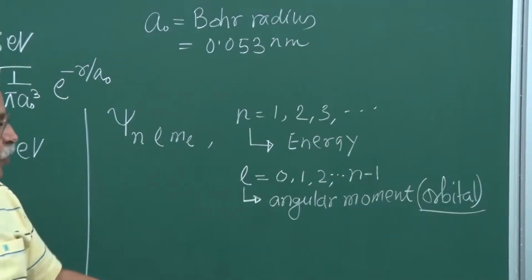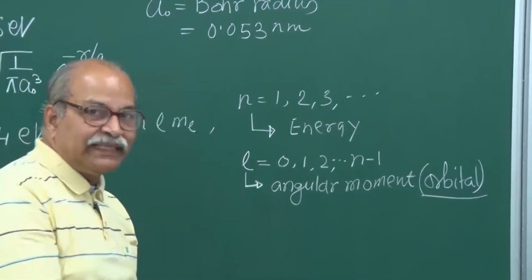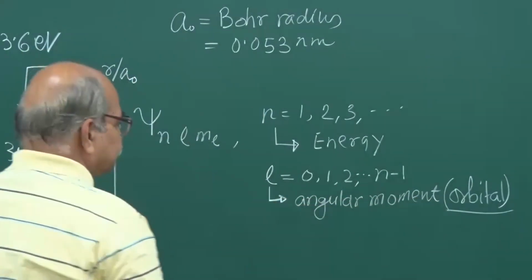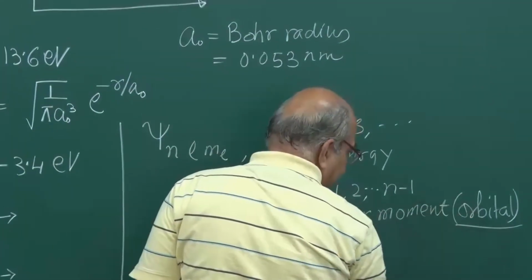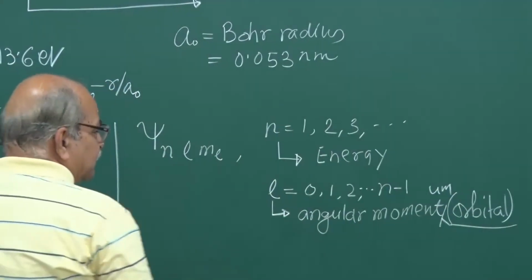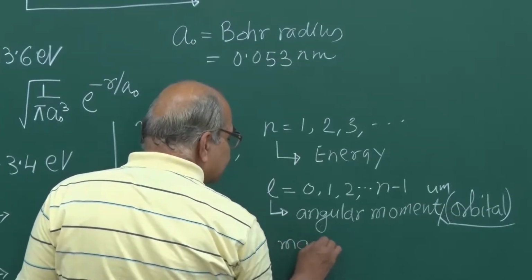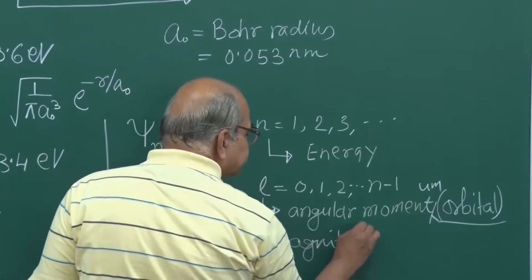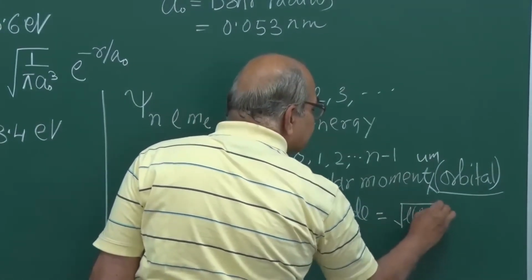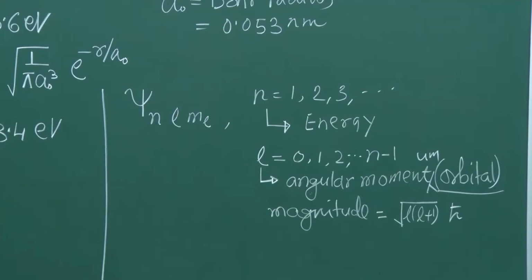Don't go by the meaning of orbital, as if there is some orbit or so. Just take it as a name: orbital angular momentum. In fact, L is related to the magnitude of orbital angular momentum, and this magnitude is square root of L times L plus 1 times h cross. So that's the magnitude of angular momentum.